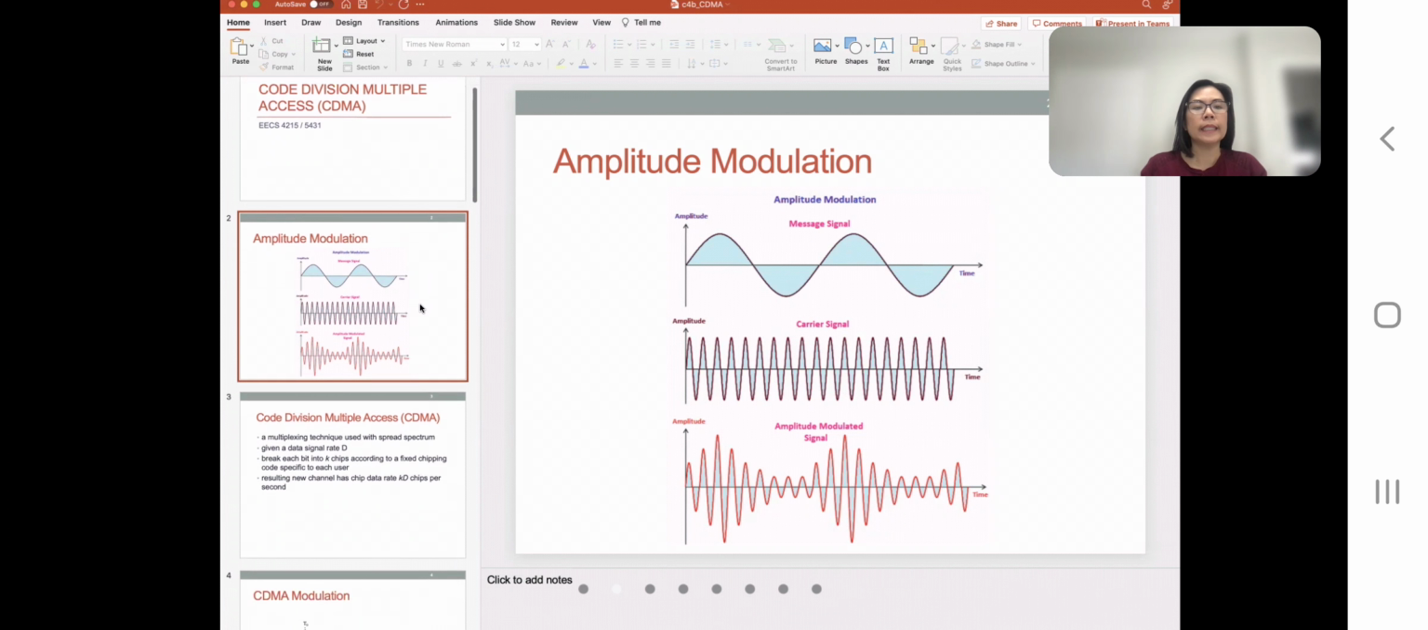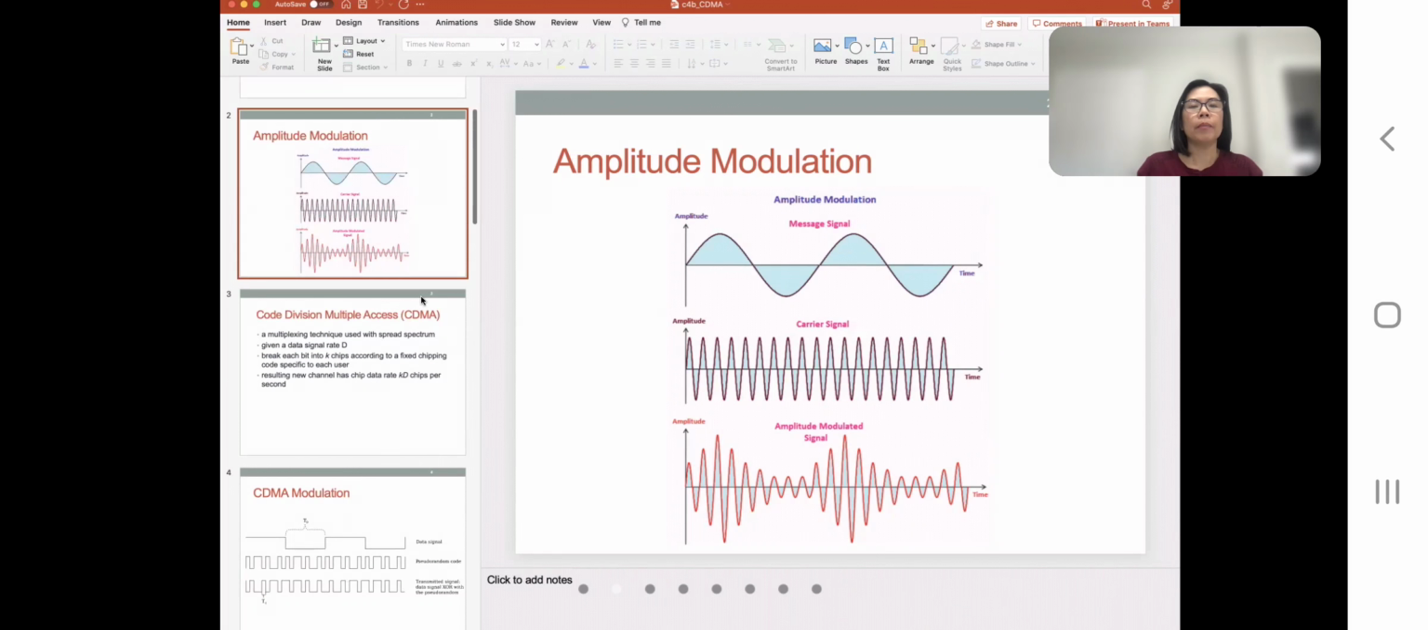So CDMA uses a similar concept, but with digital signals, all right? You see these are analog signals. Now CDMA uses a similar concept, but uses digital signals, okay?